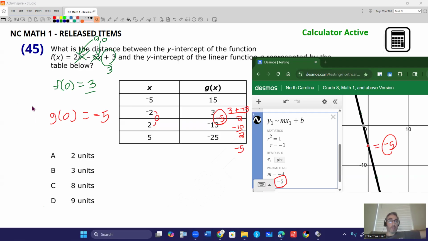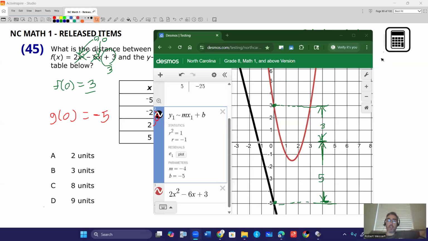So on a graph, what that's going to look like with both functions entered in is that overall distance is going to be 8, because this one's at +3, this one's at -5. So that 5 and 3 make 8 units apart. If you don't feel like graphing it and you have the y-intercepts, you could just do 3 minus -5, and that's going to be 3 plus 5, which is going to be 8. So don't fall for the trap of doing 5 and -3 and getting 2. All right, that is question 45.